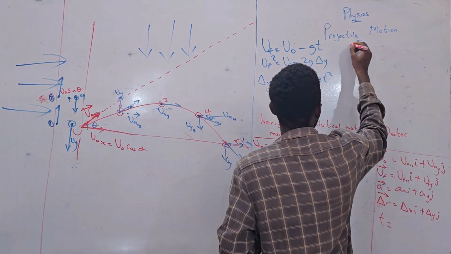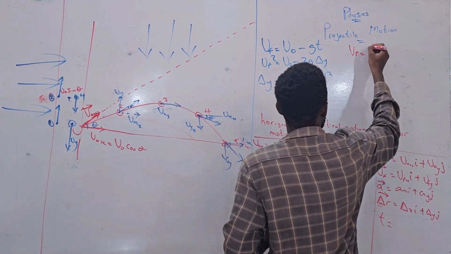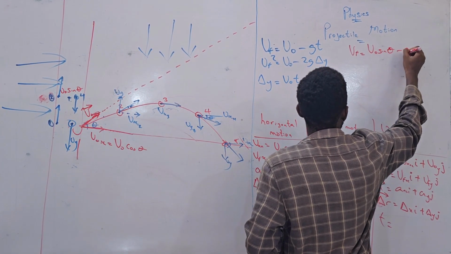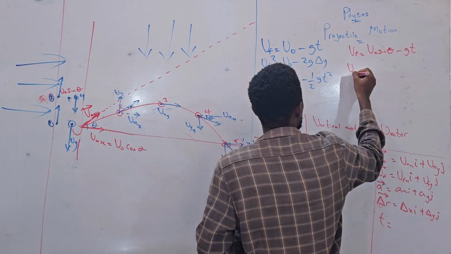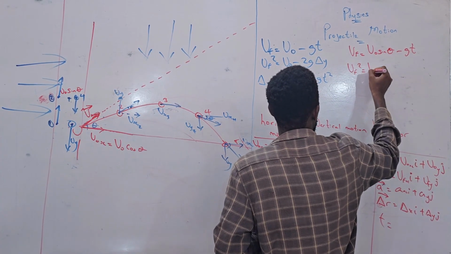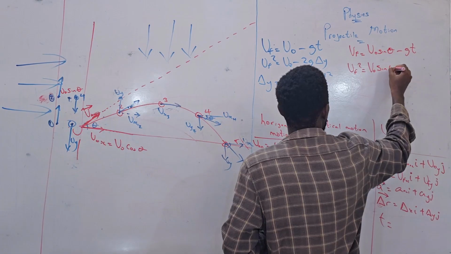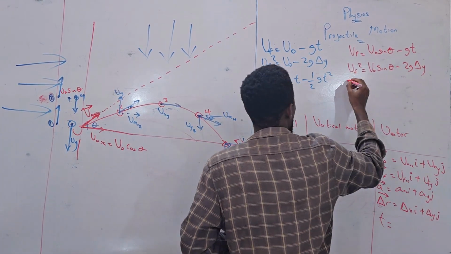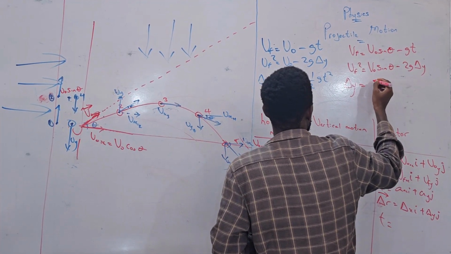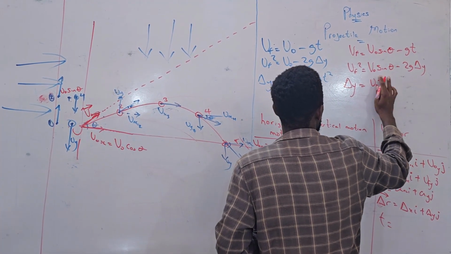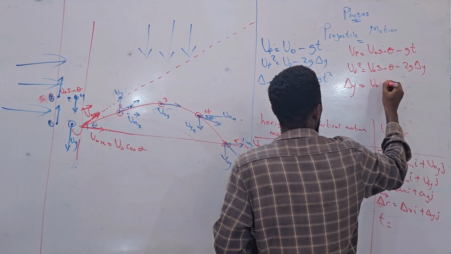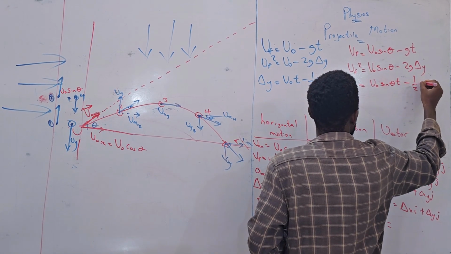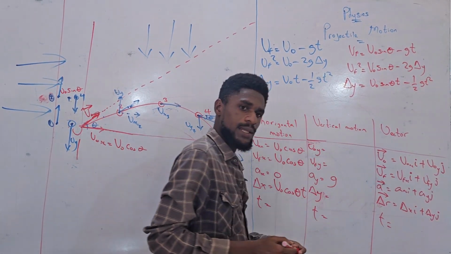All right, so we're tweaking this to use for projectile motion. For projectile motion, we can simply say V final must be equal to V naught sin theta minus GT. V final squared must be equal to V naught sin theta squared minus 2G delta Y, and delta Y must be equal to V naught sin theta T minus half GT squared.